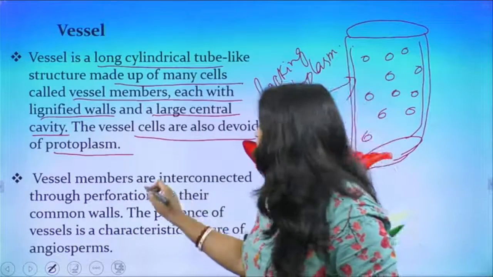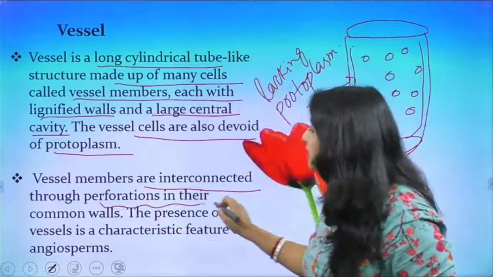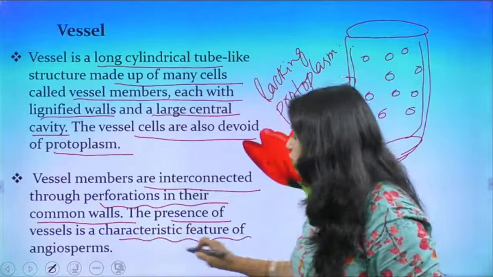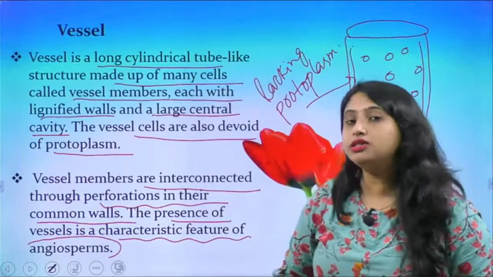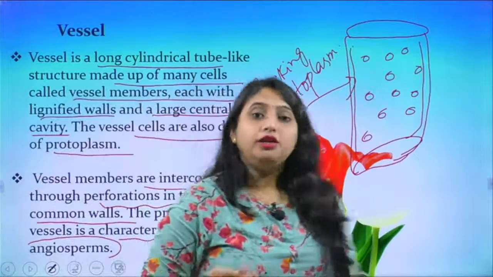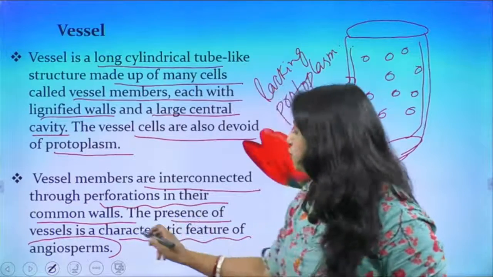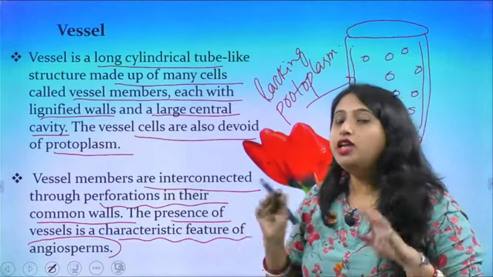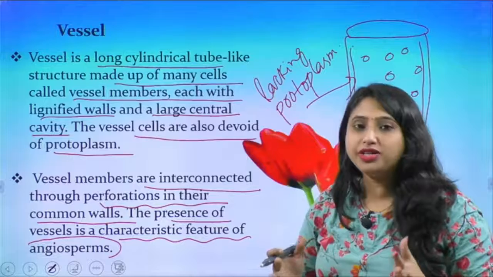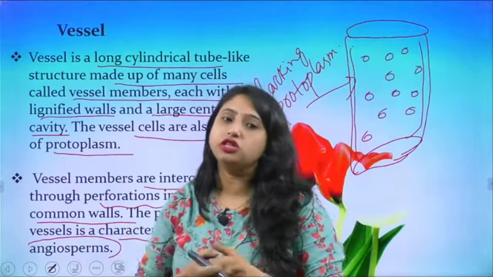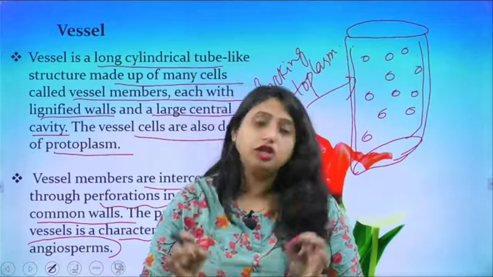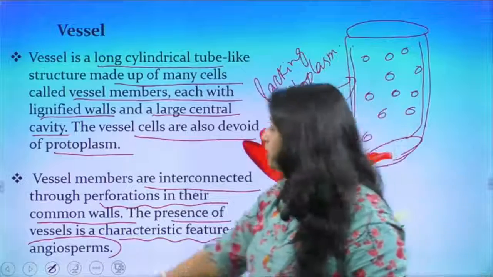Vessel members are interconnected through perforations in the common walls, and the presence of vessels is a characteristic feature of angiosperms, right? What are angiosperms? Angiosperms are flowering plants. So the presence of vessels is the characteristic feature. In all angiospermic plants, vessels will be present. Otherwise, how would the plant transport the water and nutrition? So tracheids and vessels are very essential for the plant to transport water and minerals.